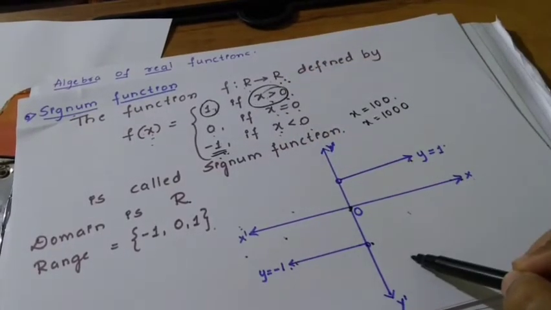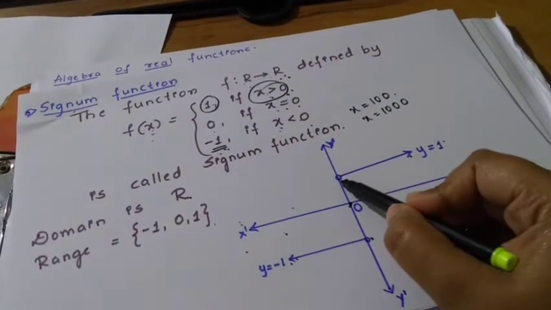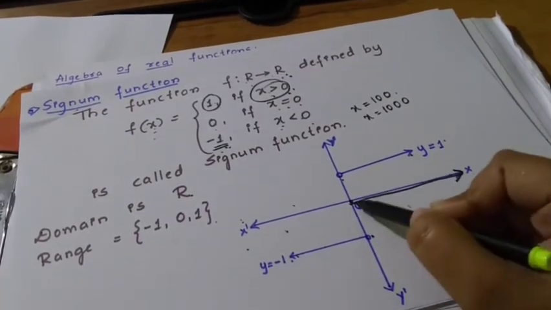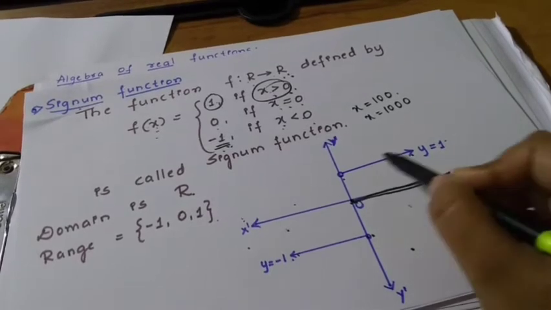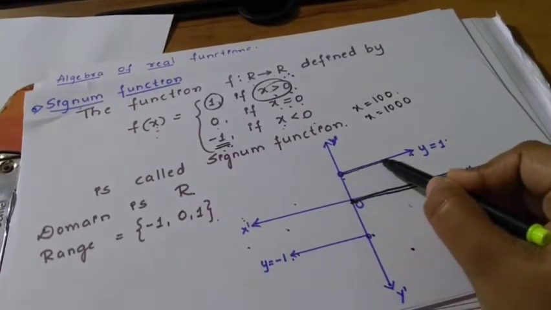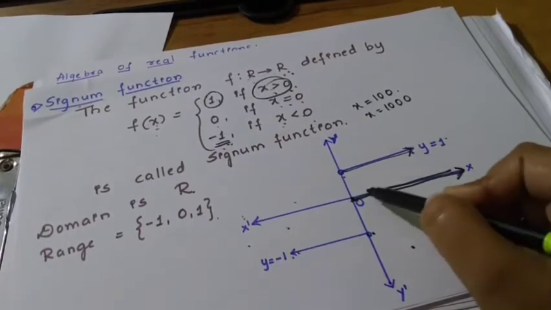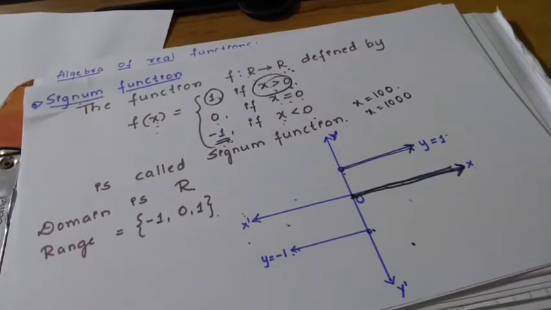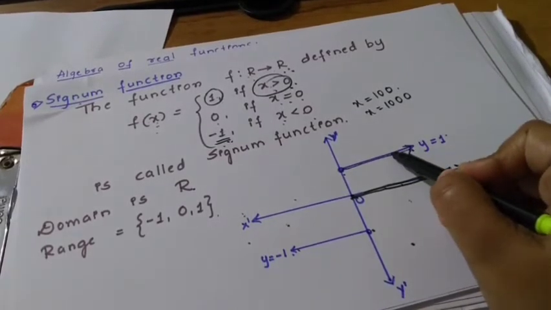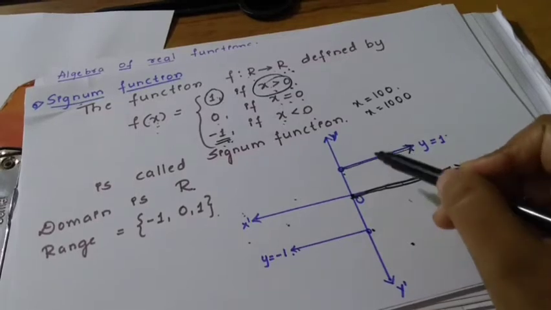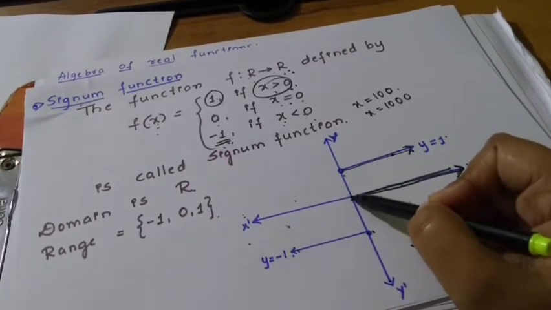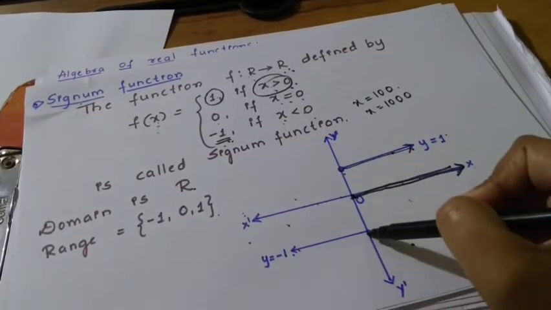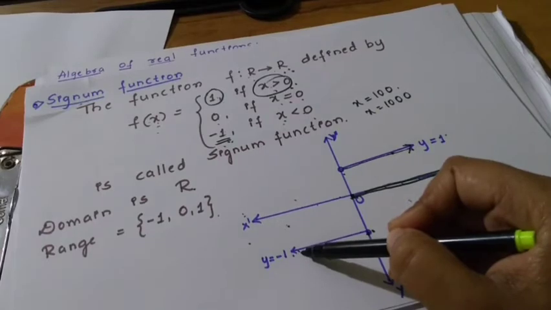The graph of this function comes like this. Okay. When x values are positive, this is the x axis. For all positive x values, f of x is constantly 1. 1, 2, 3, 4, 5, 6, 7, up to any value you take, f of x will always be equal to 1. Similarly, you take any negative values, minus 1, minus 2, minus 3, up to minus infinity, f of x is always equal to minus 1.